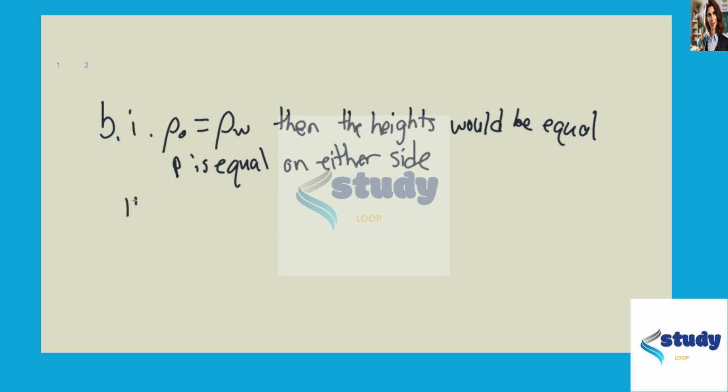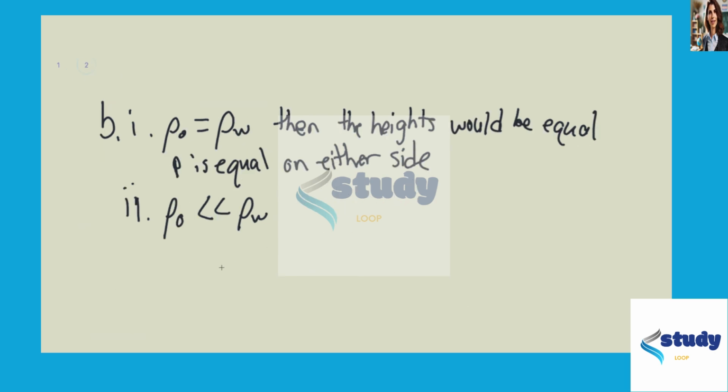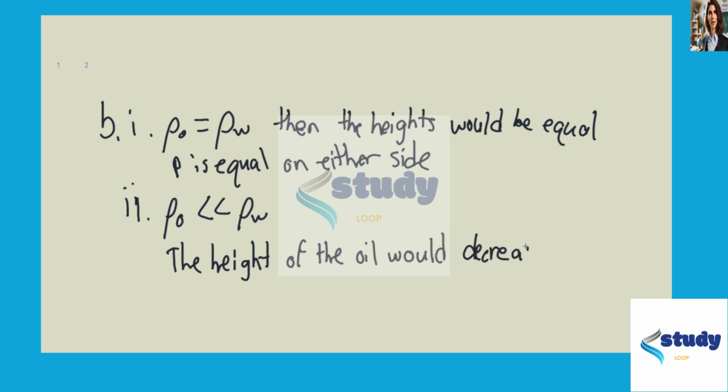On B2, it's asking what would happen if the density of the oil was much less than the density of the water. And we can see in the previous slide, in the first workbook, if the density of the oil was much less, that means that the height of the oil would decrease greatly. Increase, actually. Apologize.